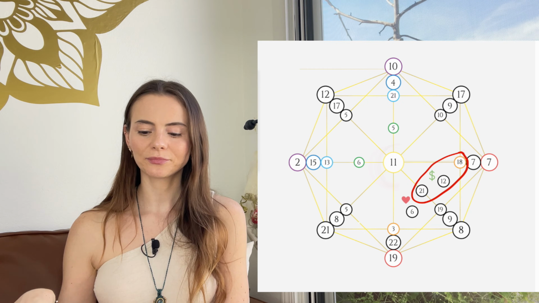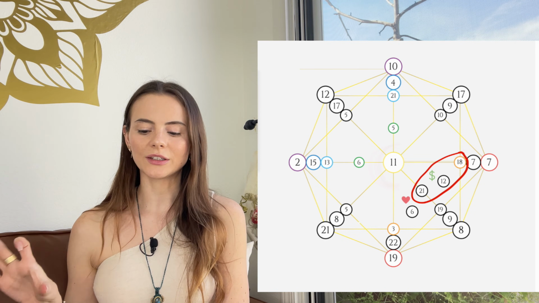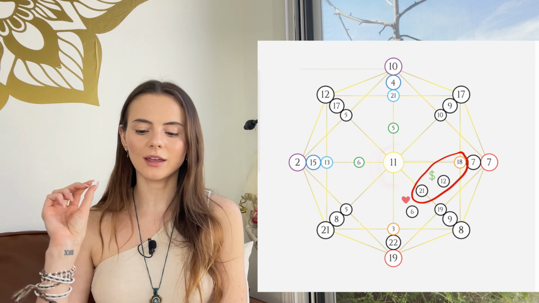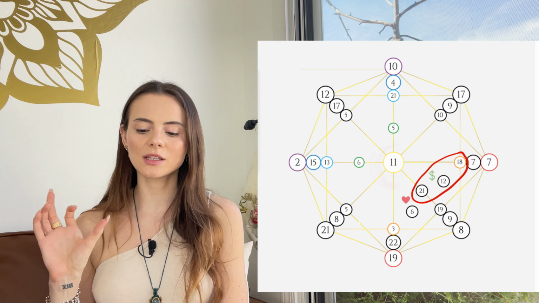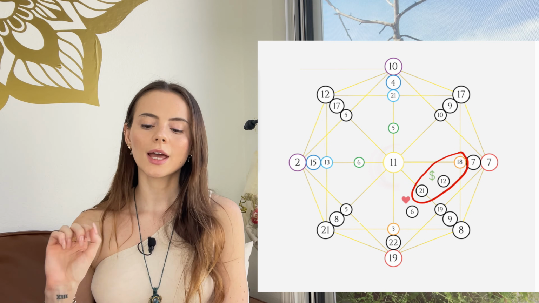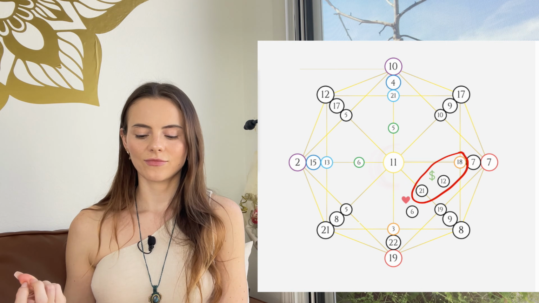We all really want to know where is our money and where is our love. In the right lower corner where you see the dollar sign, these 3 energies are about your financial flow. So in this case, 18, 12, and 21. These 3 energies will impact your finances.